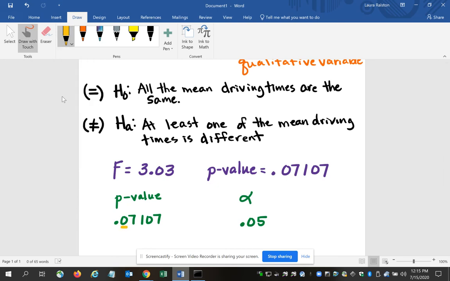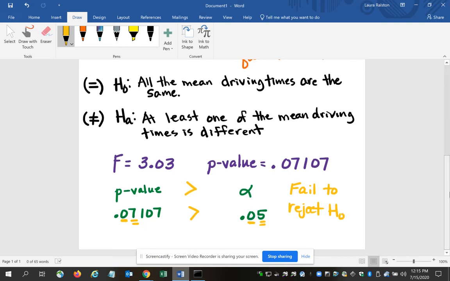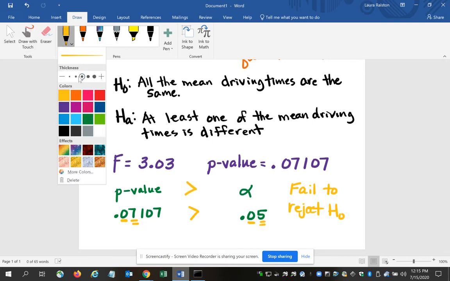So if I compare the first digit after the decimal to the first digit after the decimal, there appears to be no difference. If I look at the second digit after the decimal, I have 7 compared to 5. 7 is greater than 5, so the p-value is greater than alpha. When p is greater than alpha, the guideline says we fail to reject the null hypothesis.